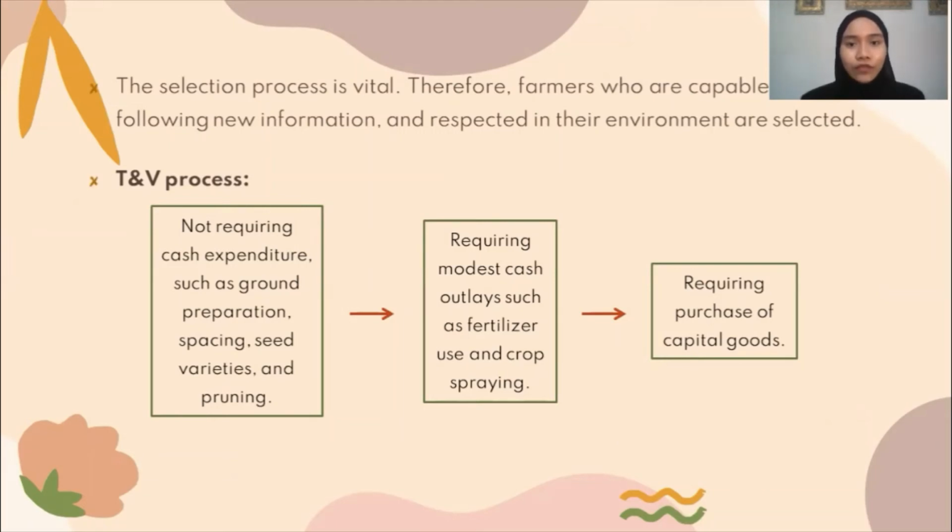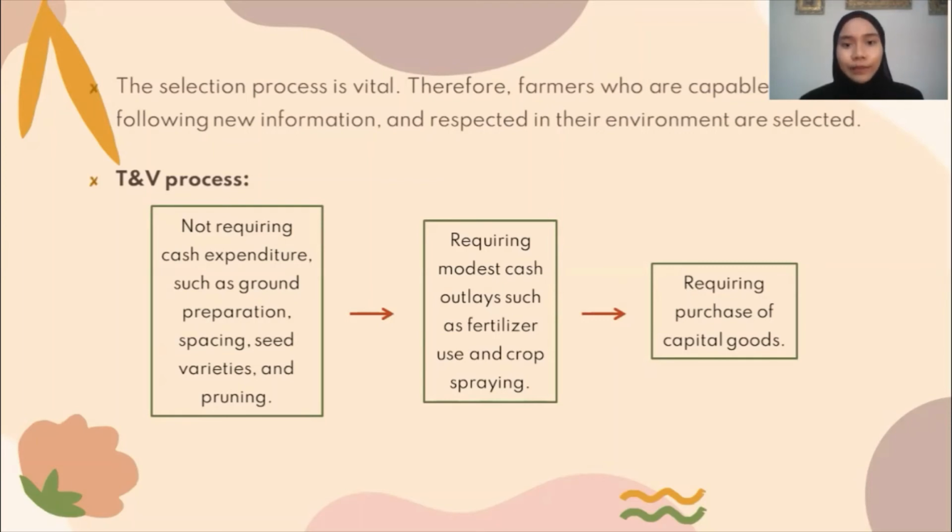TNB outreach has focused more on self-help groups of traditional farmers, which provide greater flexibility, better diffusion, and group empowerment. At first, messages focus on procedures offering the prospect of significant productivity gains, but not requiring cash expenditure, such as ground preparation, spacing, seed varieties, and pruning.